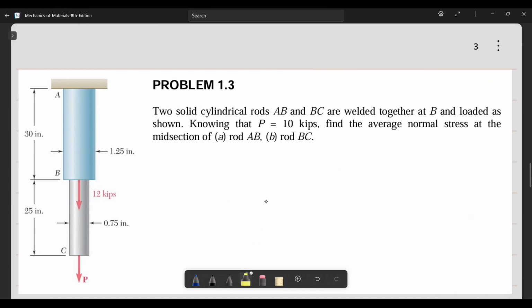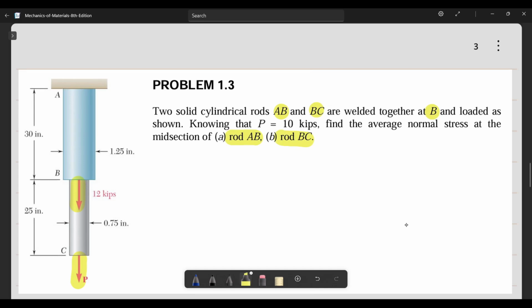Let's take a look at the question together. Two solid cylindrical rods AB and BC are welded together at B and loaded as shown. Knowing that P equals 10 kips, find the average normal stress at the midsection of (a) rod AB, (b) rod BC. Let's go back and start with the basic formula we had.